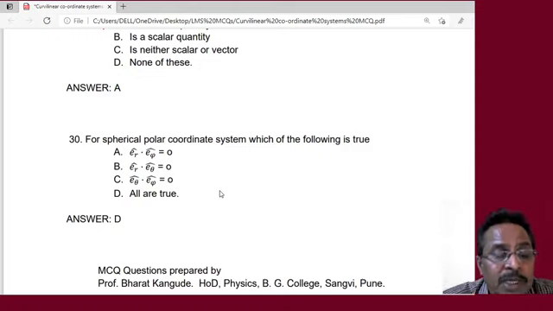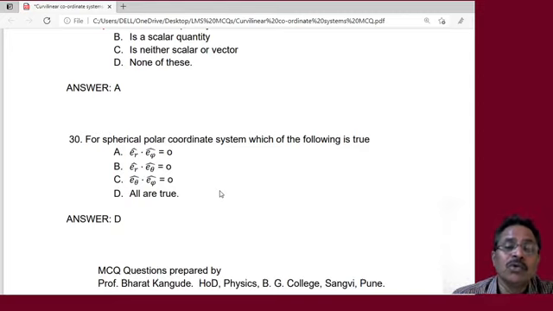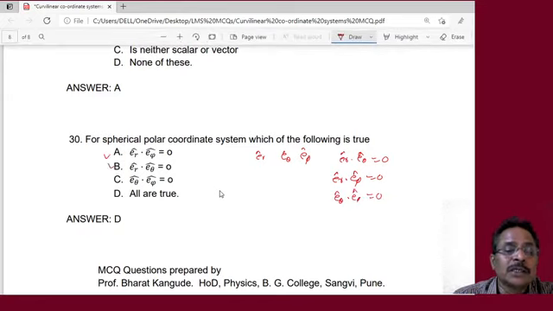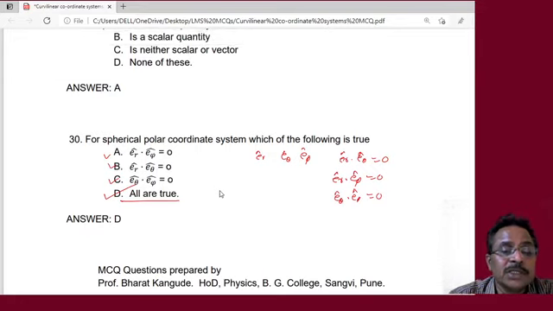And the last question here is for the spherical polar coordinate system: which of the following is true? For the spherical polar coordinate system, we have seen three different unit vectors, er cap, e theta cap and e phi cap. Take any pair: er cap dot e theta cap is always going to be 0, er cap dot e phi cap is also 0, and e theta cap dot e phi cap is also 0. So all the options are correct, and that's why option D is the most correct option for the spherical polar coordinate system.